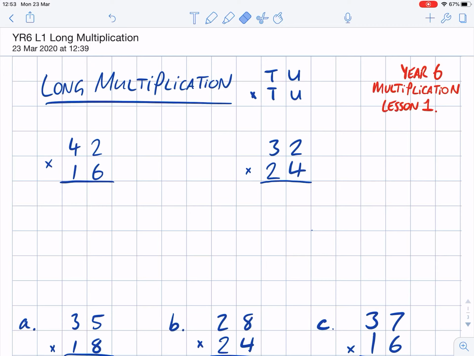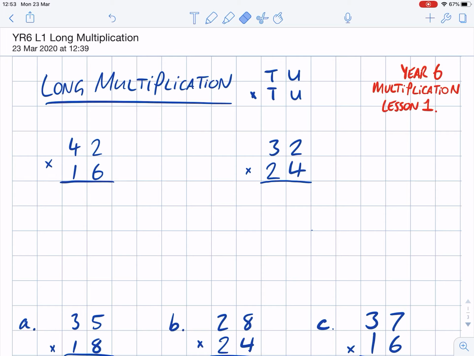So what we're going to look at today for year 6 is multiplication. We're going to multiply a 2-digit number by another 2-digit number. Don't worry if you've gone on to multiplying a 3-digit by a 2-digit. This is good practice for when we come on to that over the next few days. So if we look at our first example, 42 multiplied by 16.